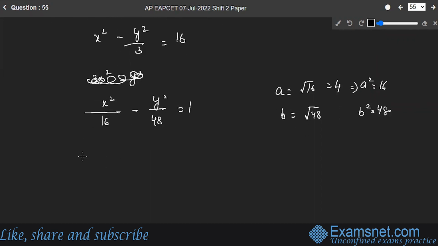You know the formula for eccentricity? e square is given by 1 plus b square upon a square. So 1 plus 48 upon 16, which will give you 4.